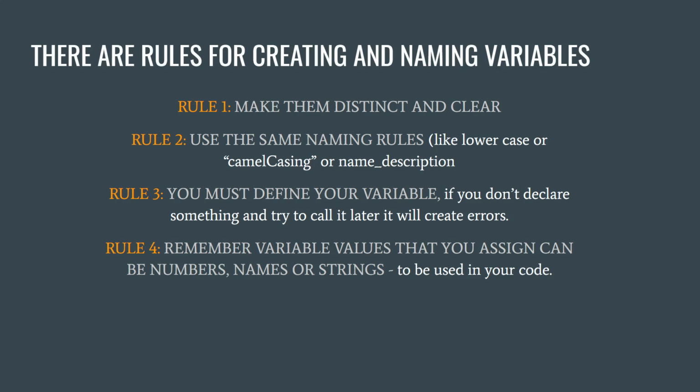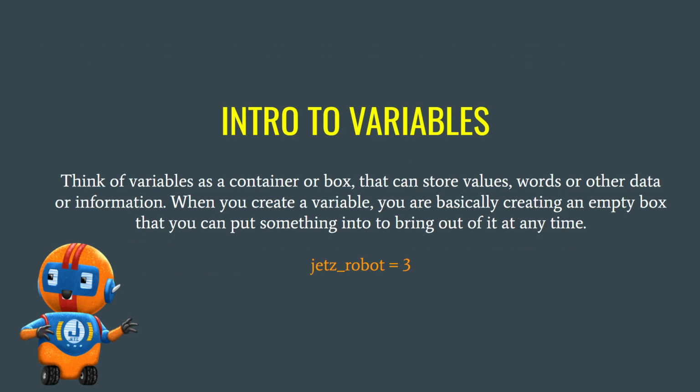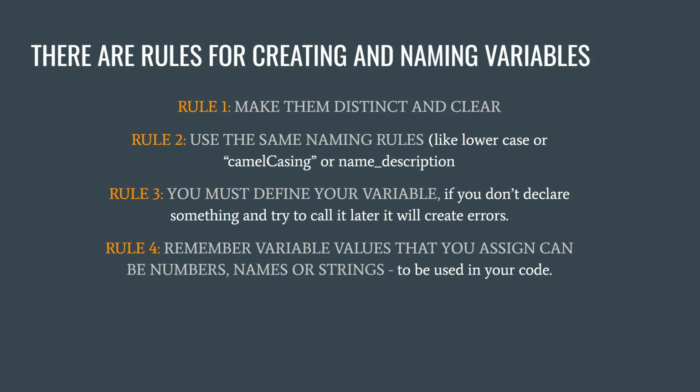Rule number 3, you must define your variable. So if you don't ever bother to declare that Jets_robot exists, if you never bother to name it, you can't then recall its value later on. And if you try to, you usually generate errors. It says, hey, where's the variable you're talking about? We don't see it. So you want to make sure you define and declare the variable in your code at some point, or else you won't be able to recall it.